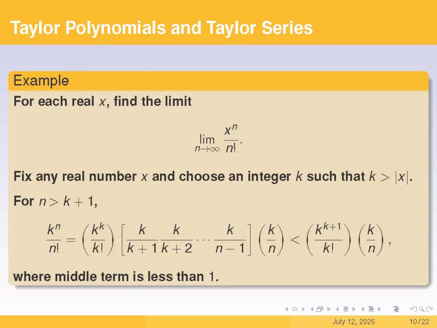Look at the first expression on the right side of the equal sign. We have rewritten n factorial in the denominator using k factorial, and we have also rewritten k to the nth power in the numerator to include k to the kth power. You can see that the expression inside the middle square brackets is just a bunch of fractions multiplied together. Since every single fraction is less than 1, multiplying them all together is still less than 1. In the end, this leaves us with something smaller than the expression on the far right.